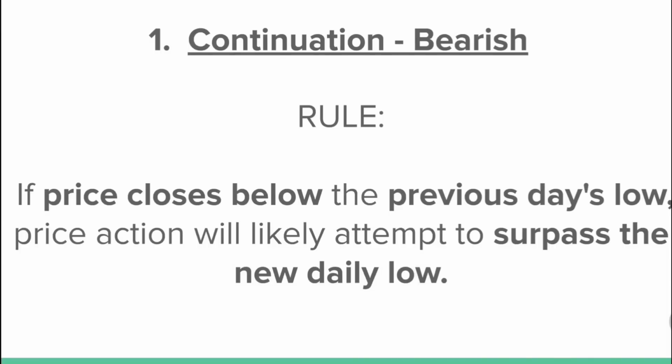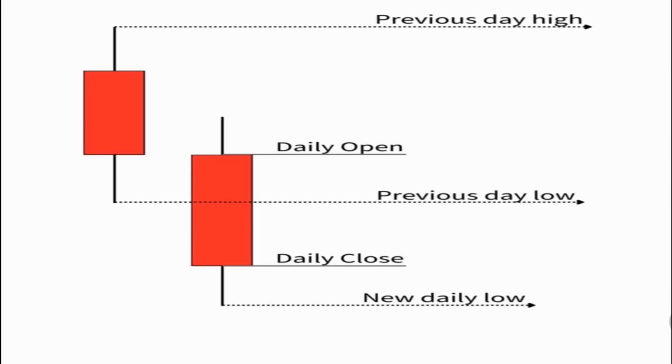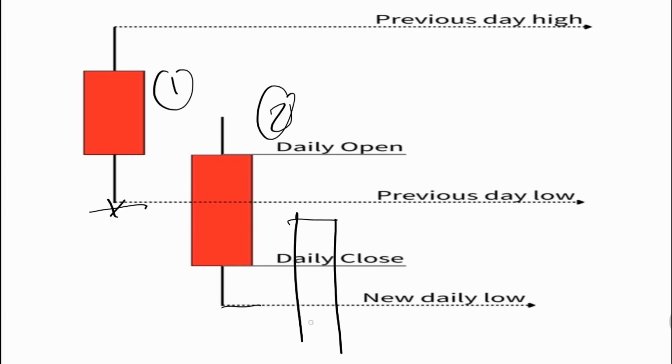Now for a bearish continuation scenario, we say that if price closes below the previous day's low, price action will likely attempt to surpass the new daily low. You can see here that this body closed below this low. This is your day 1, day 2, and day 3. This is your new daily low. Price will likely smash this low.